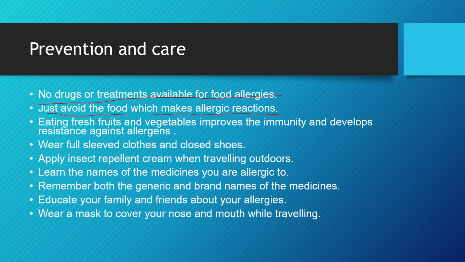If you are allergic to certain, what we can say, wheat or gluten, you should stop that. So we should always eat fresh fruits and vegetables, which improves the immunity and develops the resistance against allergens. Okay, we should wear full sleeved clothes and closed shoes to prevent ourselves from insect bites, so that insect allergy doesn't happen in our body.